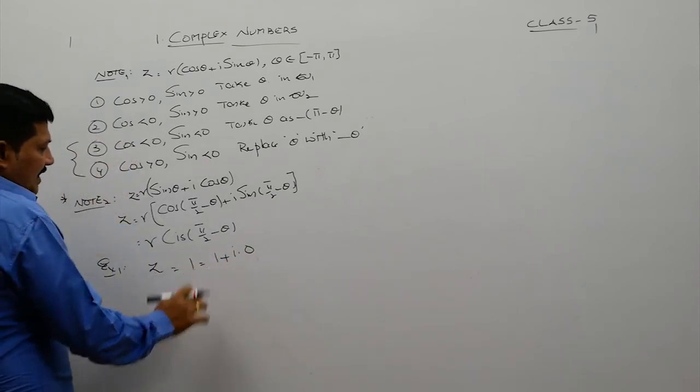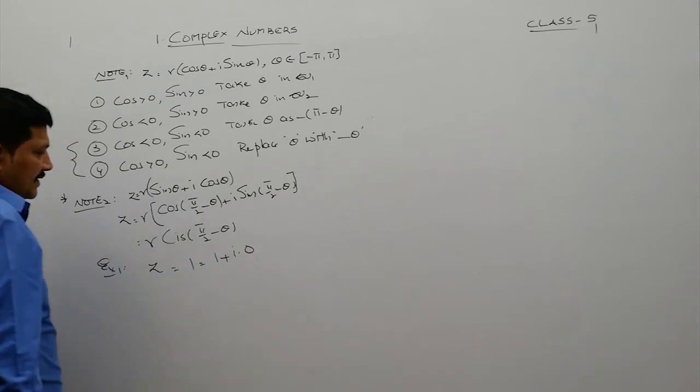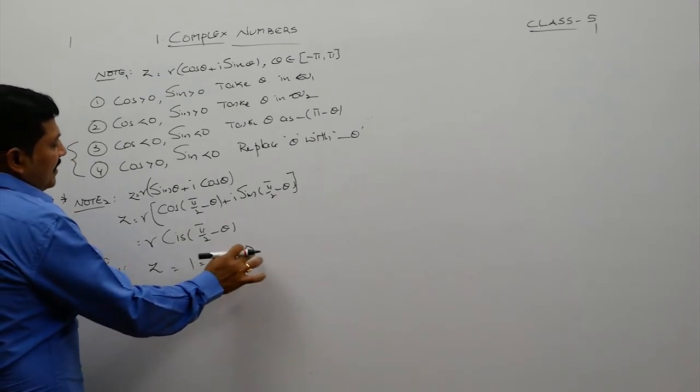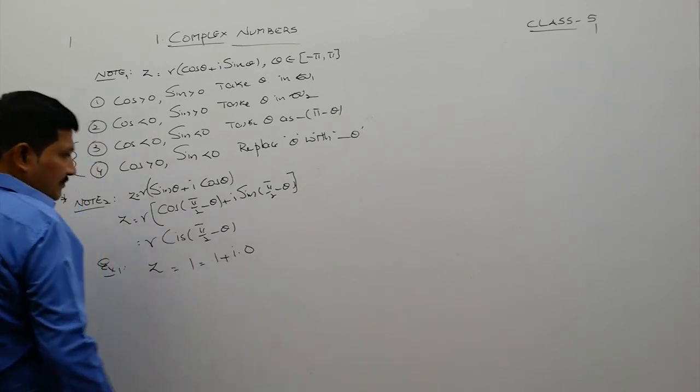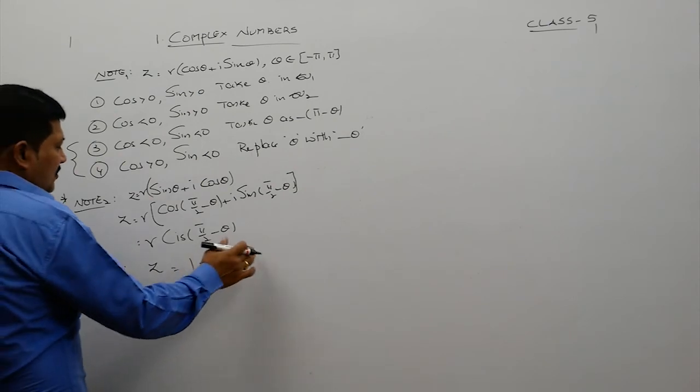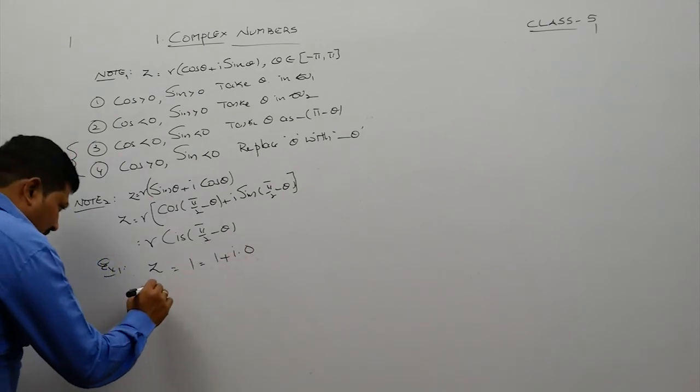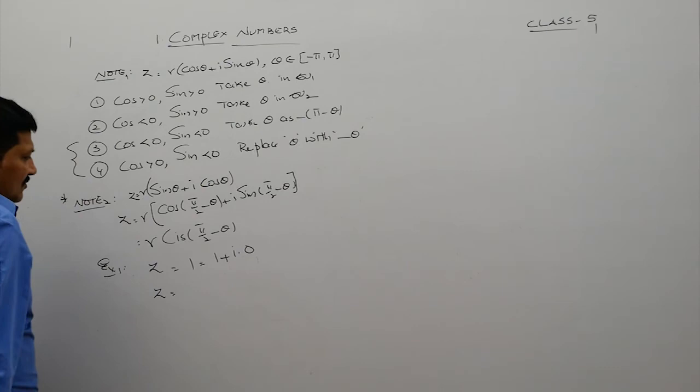Write this one. This is a real number. Express this one in the form of a plus ib by taking the imaginary part as 0. So 1 plus i into 0 is equal to 1. Now write this one as z is equal to 1.